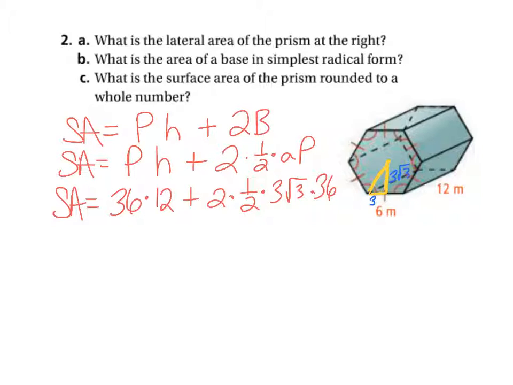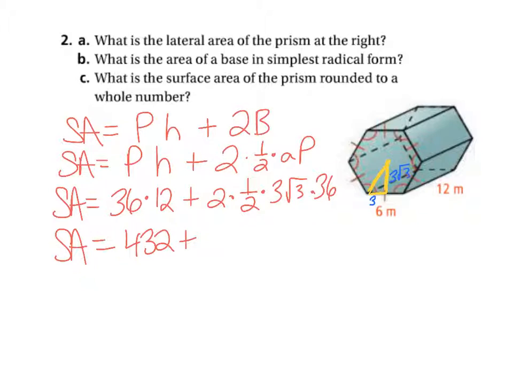Now the directions say to find the surface area rounded to the whole number, so I won't have to keep track of that radical. I'm going to go ahead and just multiply it out. But let's go ahead and do this again in parts. That plus sign is kind of important to keep your parts separate. I'm going to do 36 times 12, and I get 432, plus 2 times 1/2 is just 1. Those are going to cancel.